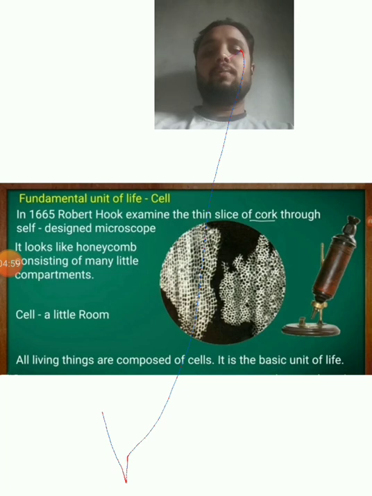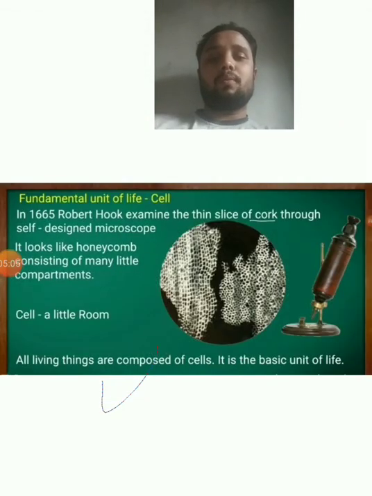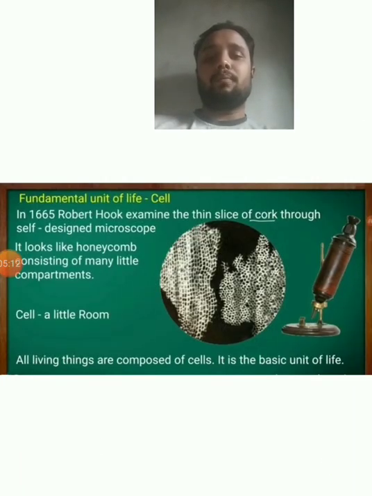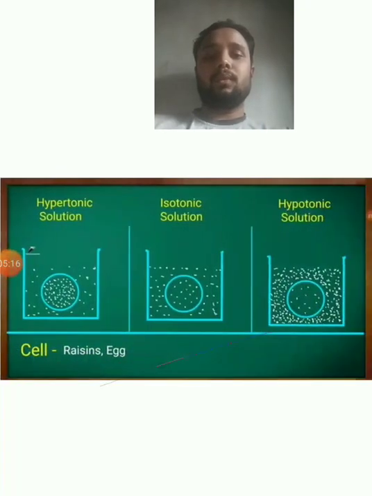All living things are composed of cells. Remember, all living things are composed of cells. It is the basic unit of life. Remember, the cell is the basic unit of life.